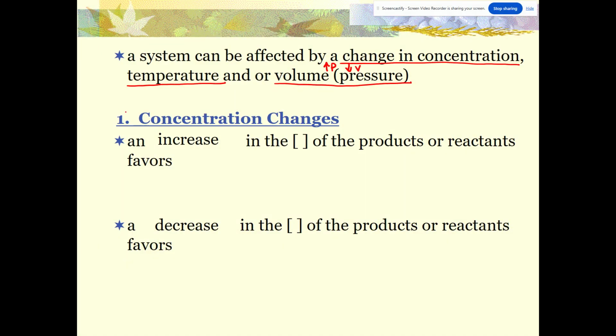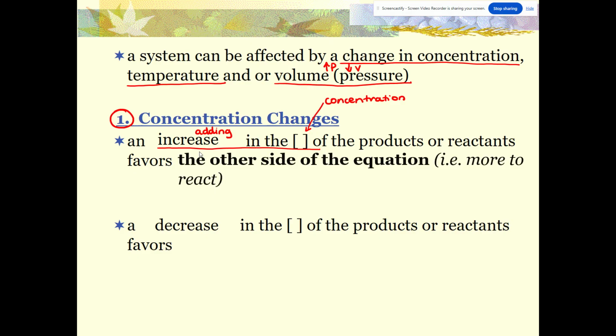So we're going to start with concentration changes. Let's say I am increasing the concentration. Remember, square brackets represents concentration. So if I am increasing the concentration of something, that means that I am adding something, okay? I am adding either a reactant or a product. And when I add something or increase the concentration of something, it is going to shift to the opposite side. Okay, so if I add a product, it'll shift to the reactant side. If I add a reactant, it'll shift to the product side.